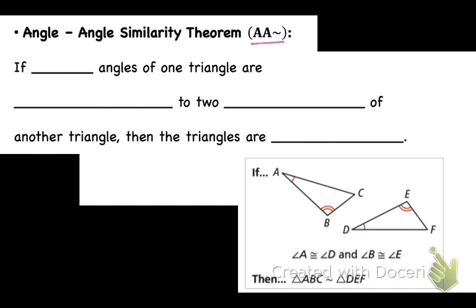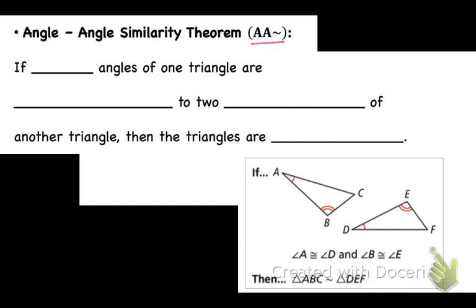What symbol do you think says similarity? The squiggly. That's actually called a tilde, just so you know, back when they made us learn those names. When we read that, we say angle, angle similarity. That's what the AA tilde says. So they're not congruent, but they're similar. That means the angles are congruent, the side lengths are proportional.